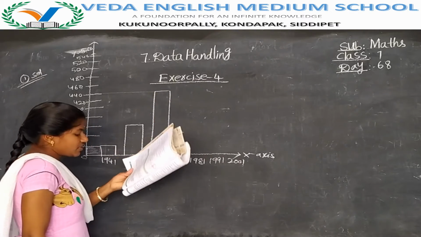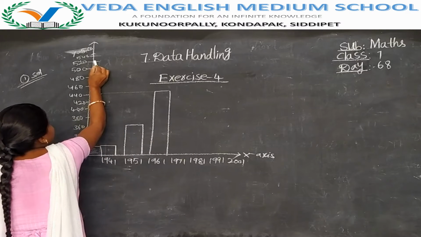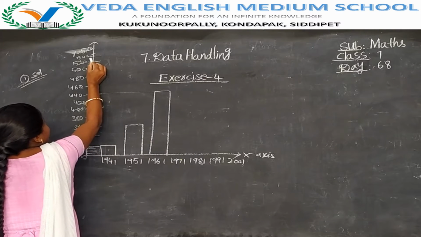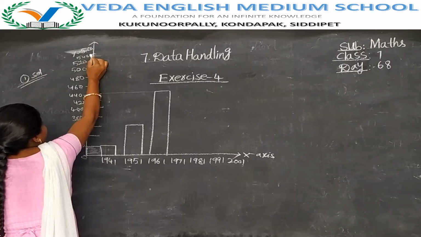Then afterwards, here in 1971 the population is 550. Here 520, after the first line 530, 540. We need 550, no. Here 520, 540 is there.